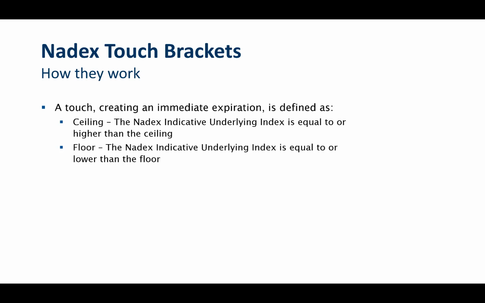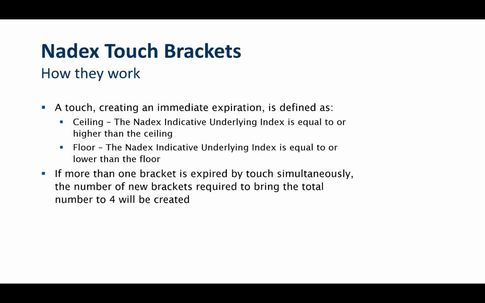And if this seems confusing at this point, don't worry. We'll run through some examples both in this module as well as the following modules to help it become very clear. In the case of a market gap, if more than one bracket is expired by touch simultaneously in very volatile market conditions, the number of new brackets required to bring the total back to 4 will be created. Now there are certain situations, perhaps a geopolitical event or some other announcement which creates a very large gap, where trading may be halted on these brackets until the markets become more orderly.